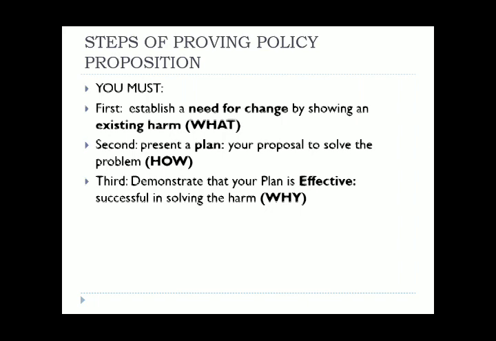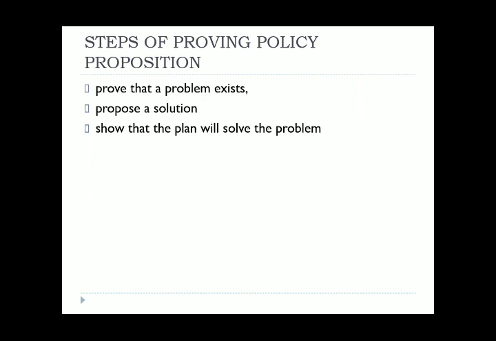Those were the steps of proving a policy proposition, yeah. In other words, the steps are three. The first, you have to prove that there is a problem, yeah, there is a problem that needs to be solved. If not, there will be harmful things happening. And then the second, you propose a solution, you propose the plan, yeah. And then after that, don't forget to show that the plan is effective, that the plan will solve the problem, okay.